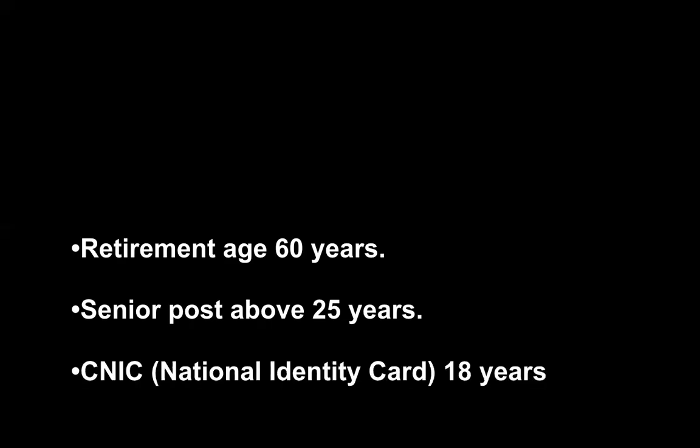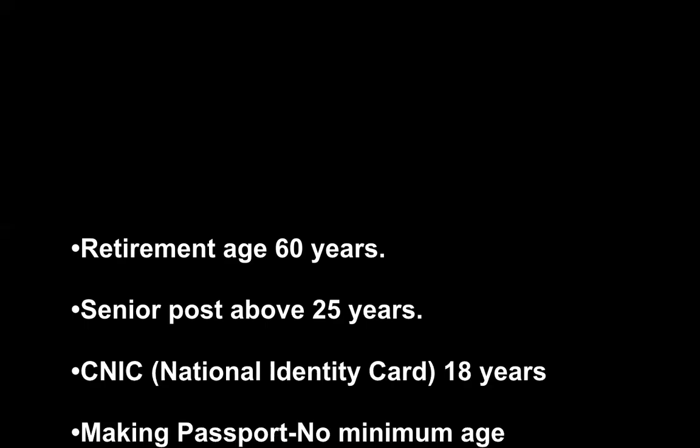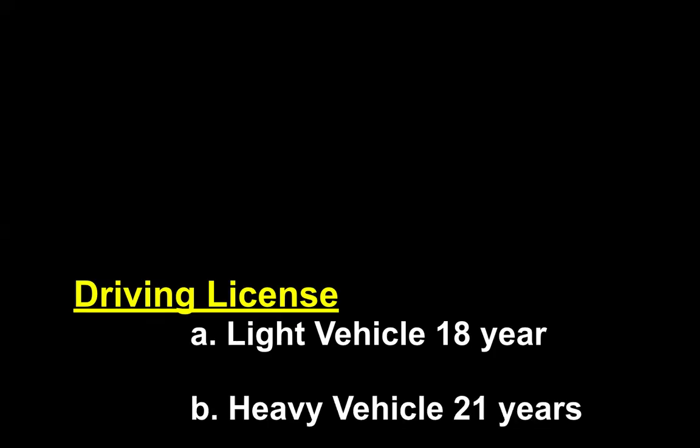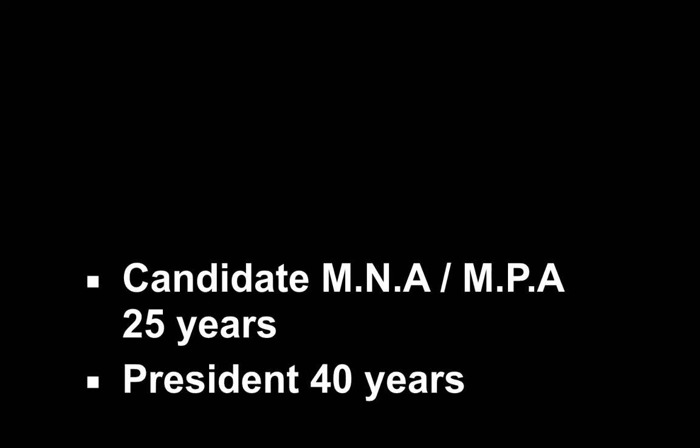Retirement age is 60, but now it has been increased by the government up to 65. Then for senior post appointment, the age should be 25 years. For the CNIC or National Identity Card, it is 18 years. For making a passport, there is no minimum age. Even a newborn can have a machine-readable card, but there are certain requirements. For a driving license, a light vehicle requires 18 years and a heavy vehicle 21 years. Candidates for elections as MNA or MPA must be 25 years, and for President of Pakistan, minimum 40 years.